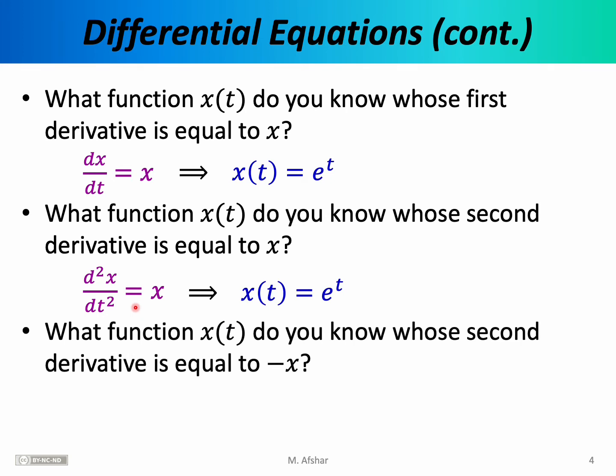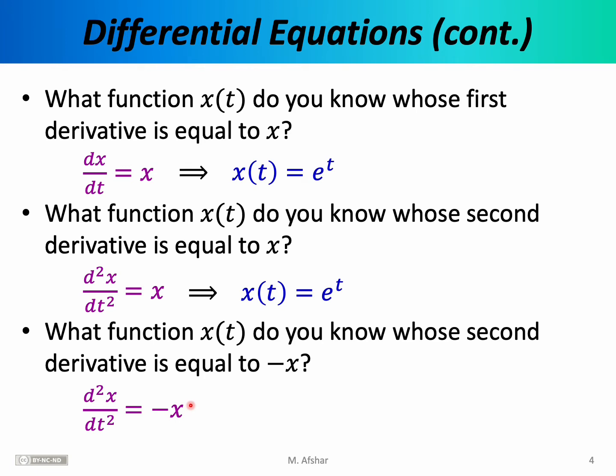Here's probably the trickiest example that we consider today. What function do you know whose second derivative is equal to not the function itself, but the negative of the function itself? So I'm now asking you to solve this differential equation. The second derivative of x with respect to t is equal to the function times -1, let's say.